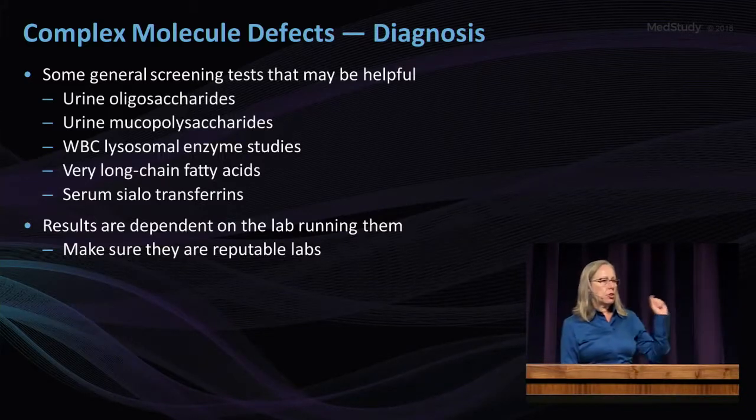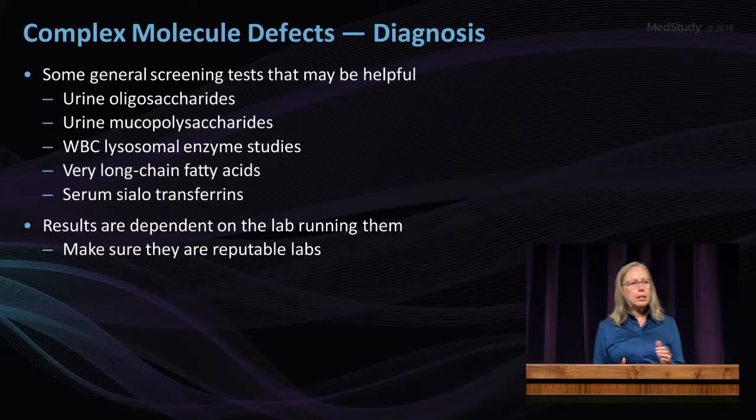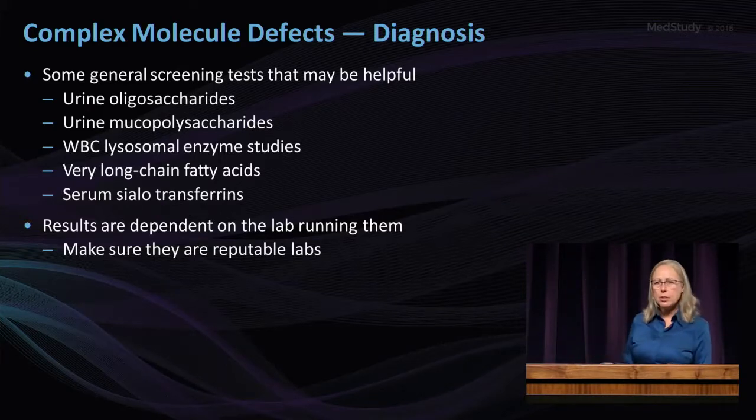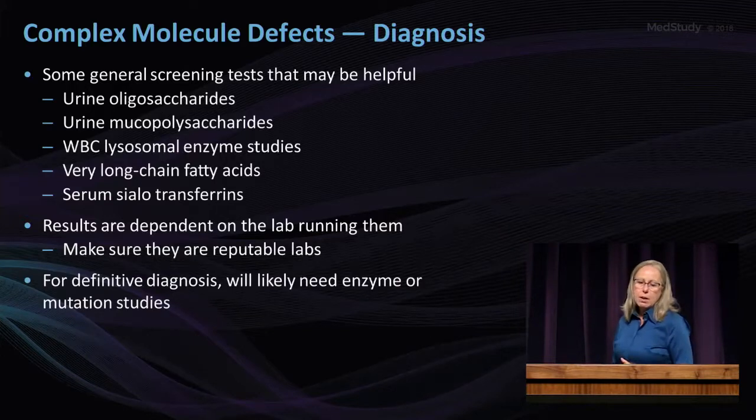Make sure they are reputable labs. Just like you want your cardiac surgeon doing bypass to do many of those and not go, yeah, I think I can do it, I did it twice in fellowship. Probably not the person you want. If the lab is only running the test once or twice a year, you might want to go to the ones that are running it multiple times a day. Make sure that you've picked the right lab. For definitive diagnosis, many will need enzyme analysis or mutational studies.